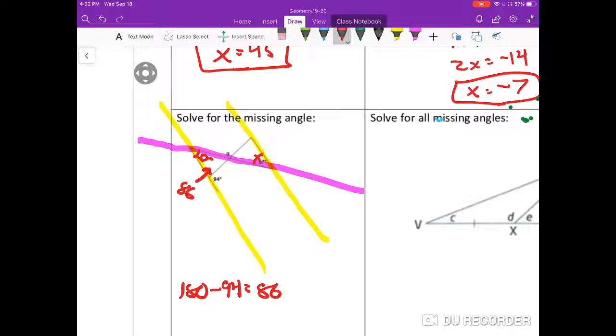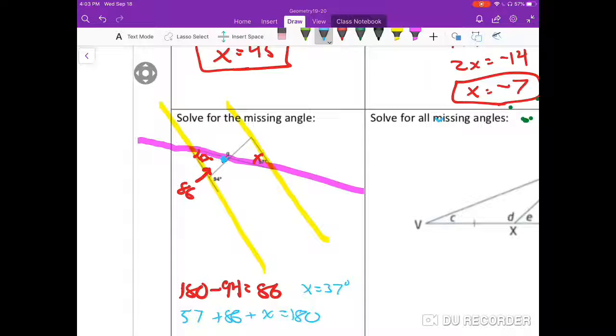Okay, and then what I'm going to do is find this missing angle. I'll highlight it in a different color. I'm going to find this missing angle next. So the way I would do that is 57 plus 86 plus what I don't know is equal to 180. And if I solve that, I get 37 degrees. So x is equal to 37.